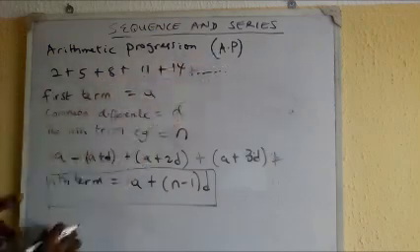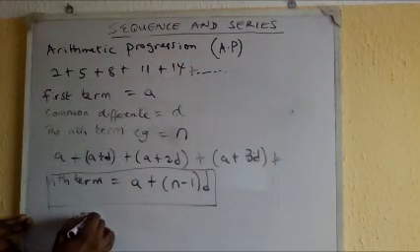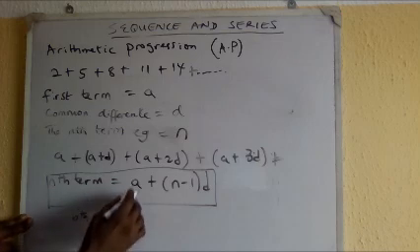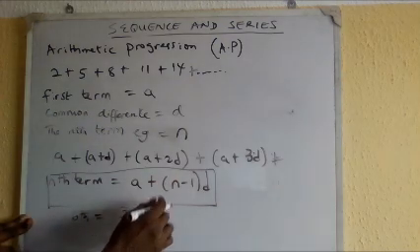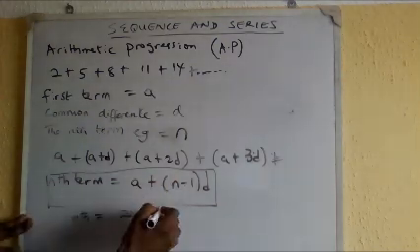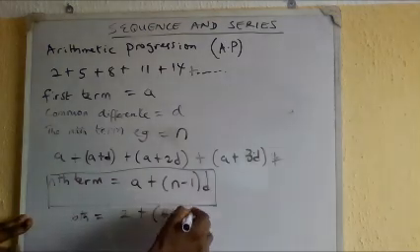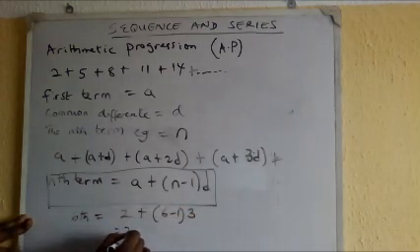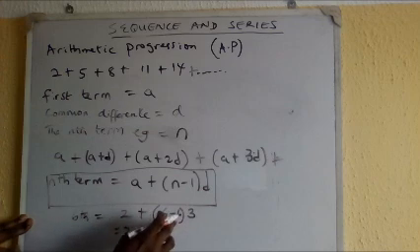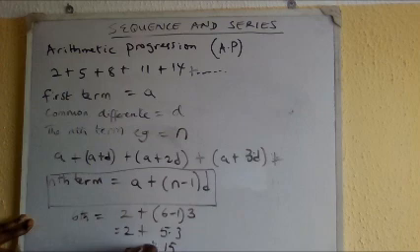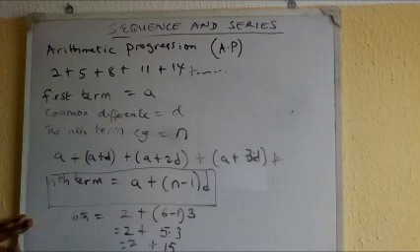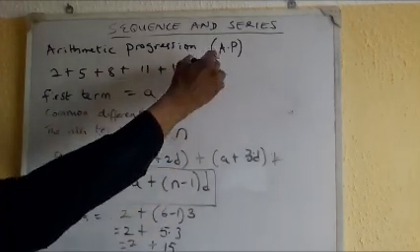That is the 6th term. So the 6th term is equal to a, which is 2, plus n, which is 6. Why? Because it's the 6th term we're looking at. 6 minus 1, and d is 3. So 2 plus 5 times 3. 5 times 3 is 15. 15 plus 2 is 17. So that's the 6th term. If I add 3 to the previous one, it's 17.